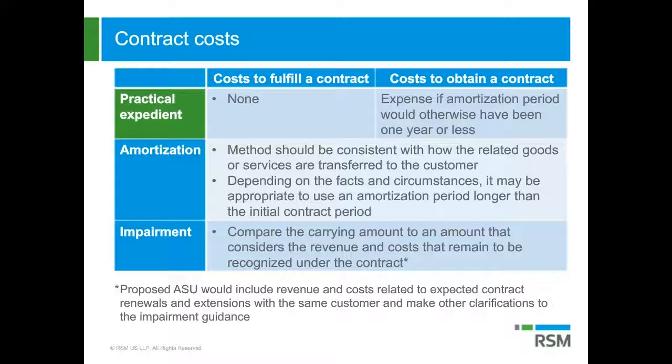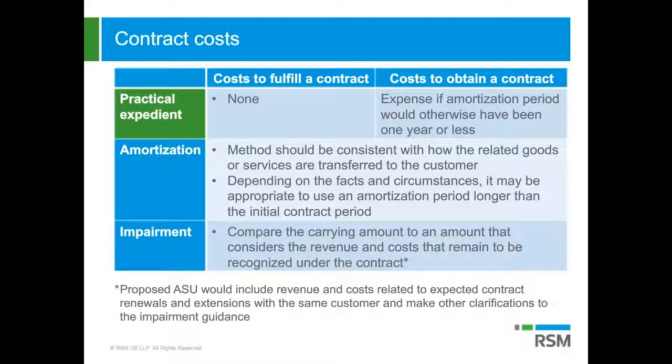Now, with respect to amortization, you're going to amortize these capitalized costs. The way you're going to amortize, you have to apply a method that's consistent with how the related goods or services get transferred to the customer. And depending upon the facts and circumstances of each contract, the amortization period might go longer than the initial contract period. So if you are anticipating contract renewals and the costs, the cost to set up, for instance, are going to benefit the renewal periods as well, you might very well go beyond the initial contract period when you're determining the amortization period.